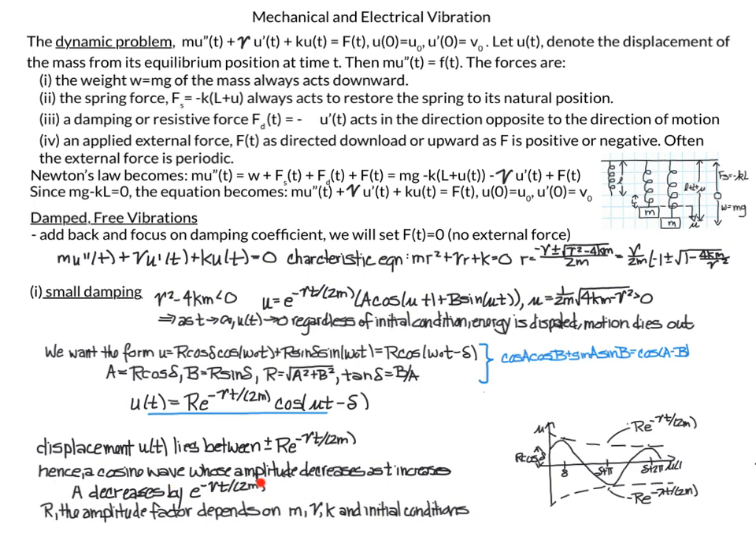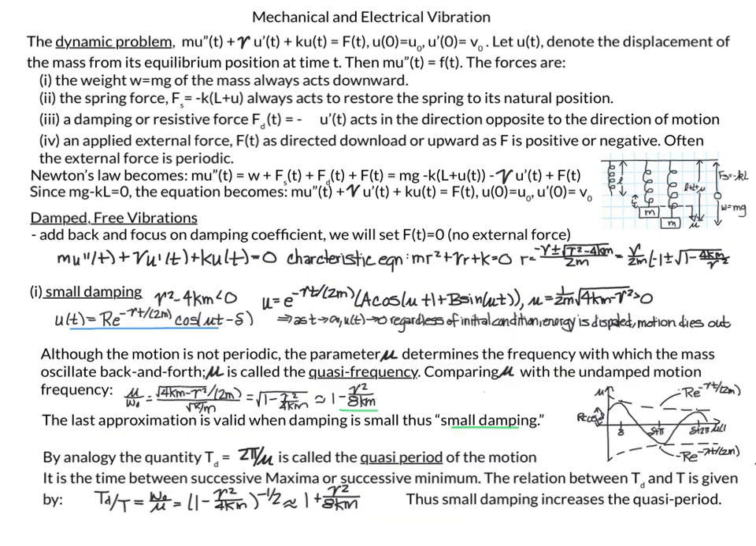So the amplitude decreases by a factor of e to the minus gamma t over 2m. And r is the amplitude factor. It depends on m, gamma, k, and the initial conditions. And you can see that here, right? R depends on the initial conditions, and also on delta, so it depends on m, gamma, and k as well. I kept my summary of small damping over here, right? Our initial solution, and then later we put it into this form, our cosine of omega t minus delta times e to the minus gamma t over 2m.